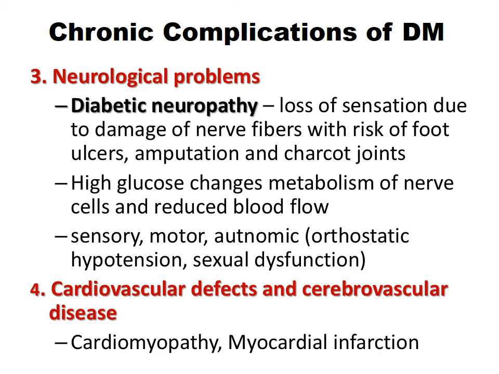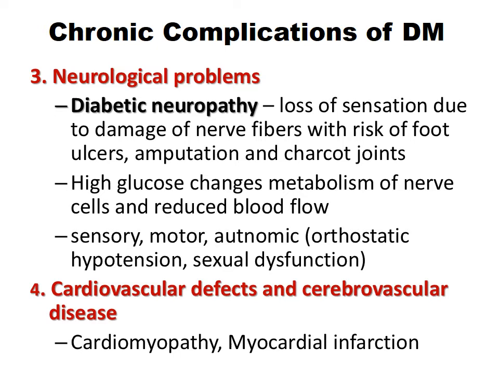Neurological problems. Diabetic neuropathy leading to loss of sensation due to the damage of the nerve fiber, with the risk of foot ulcers, amputations, and Charcot joints. High glucose changes metabolism. High glucose level changes the metabolism of nerve cells and reduces blood flow. It is also characterized by sensory, motor, and autonomic changes leading to orthostatic hypotension and sexual dysfunction.